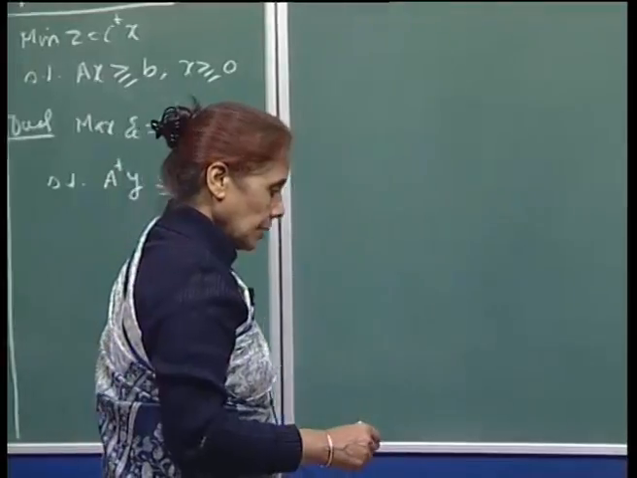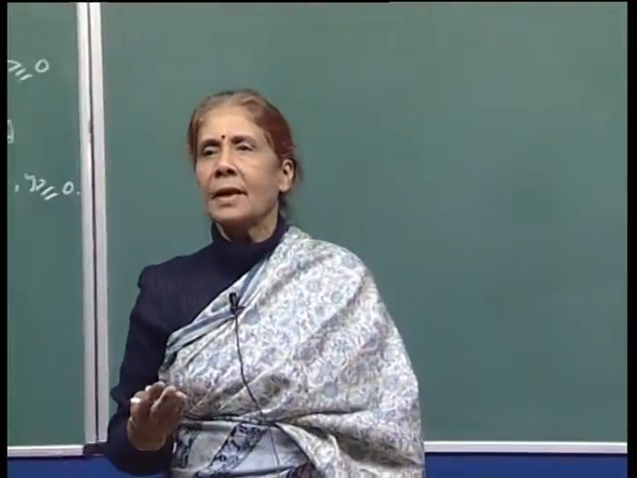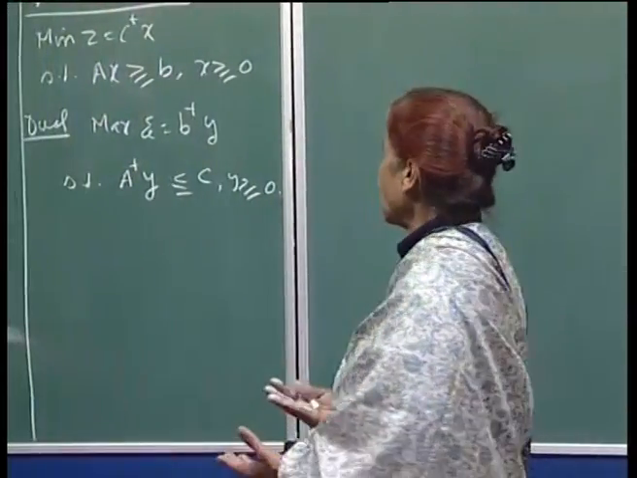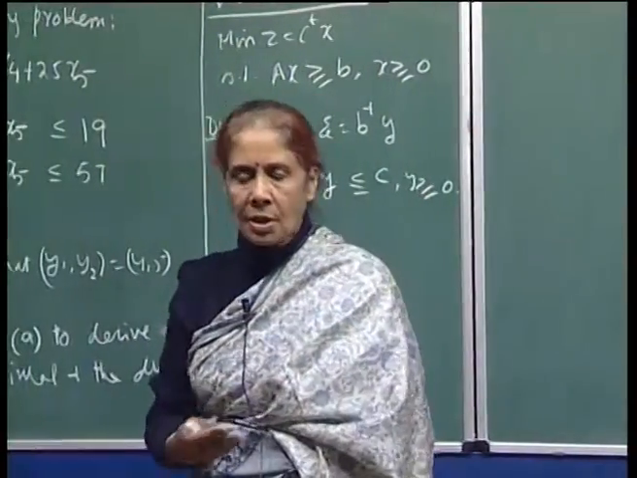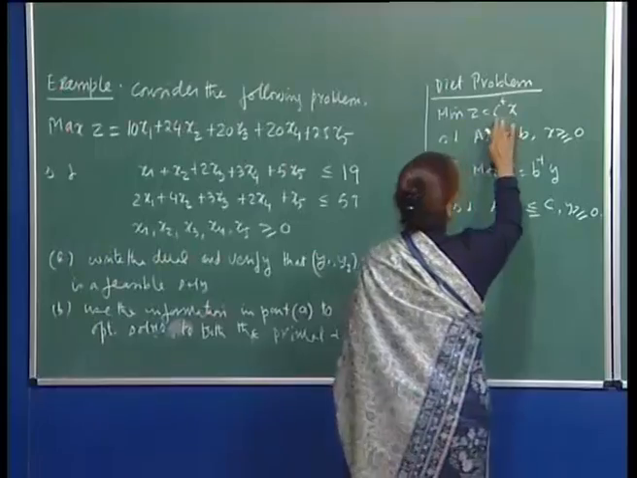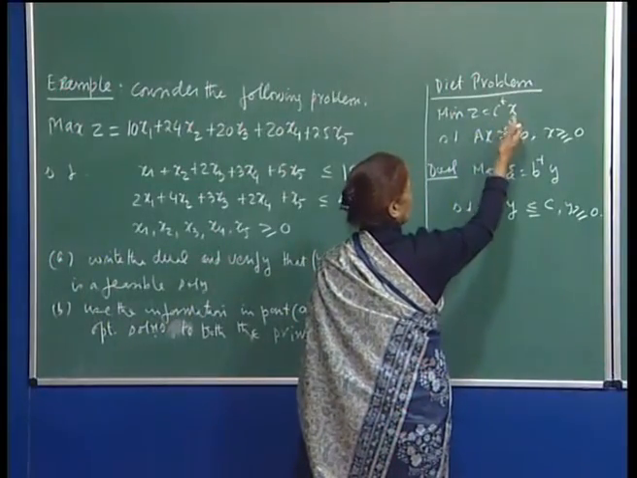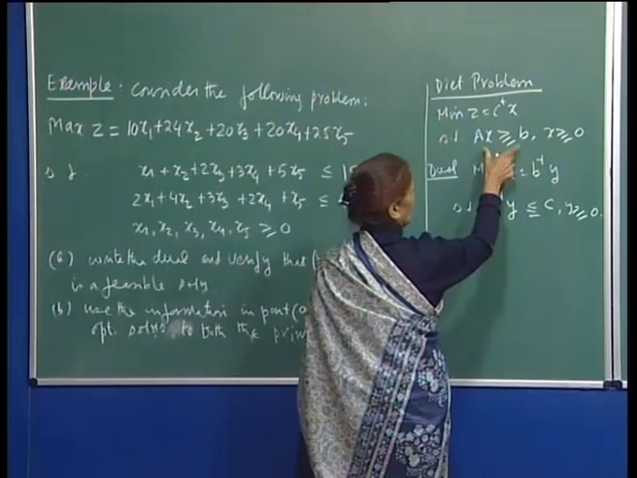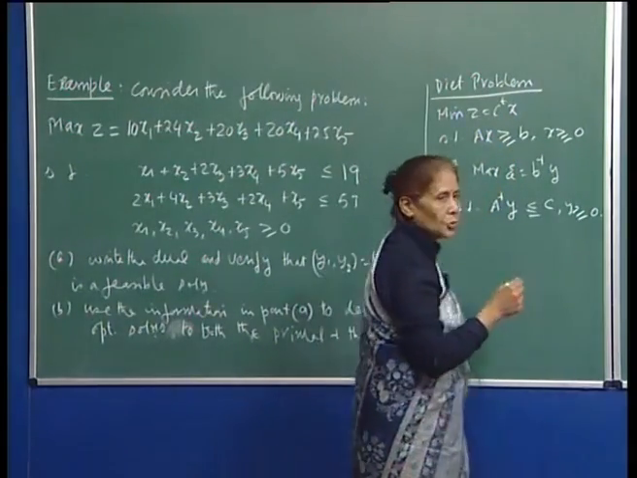So, now let me explain the complementary slackness conditions, or try to give you some interpretations to the complementary slackness conditions through the diet problem that we had formulated last time. So, this was the cost of a diet, and this was the adequate diet, the conditions for a diet to be adequate.